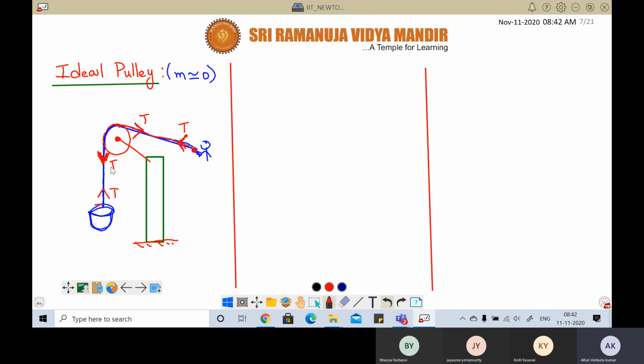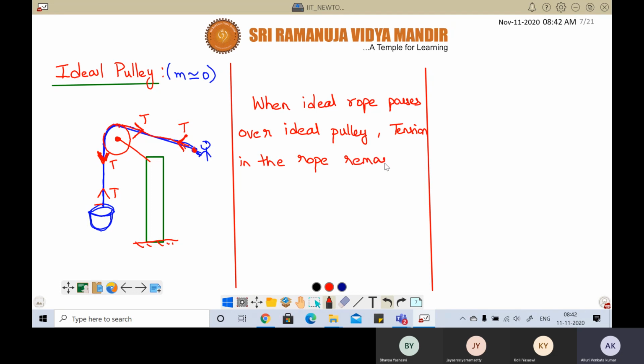So here we can write down one point: when an ideal rope passes over an ideal pulley, the tension in the rope remains the same. It doesn't change. It remains the same. So this is one important point.